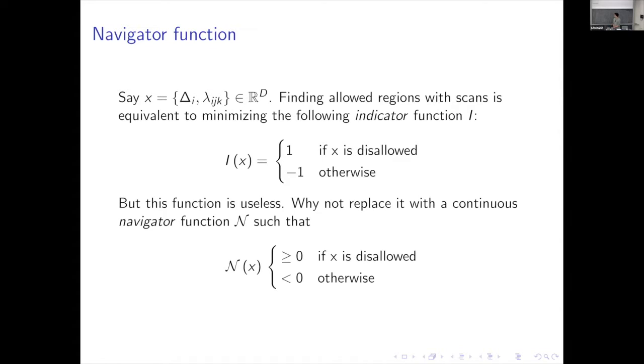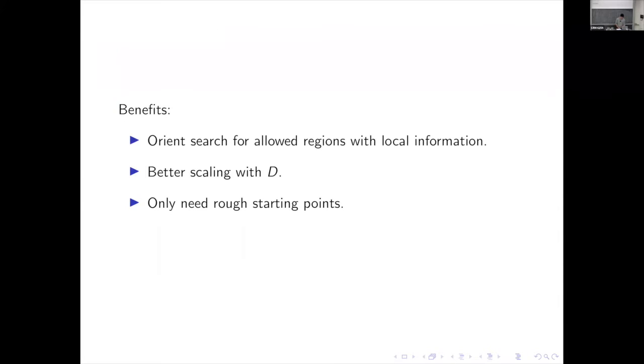So what we would like to do is replace this indicator function with some continuous function, which would be positive in regions of CFT data space where we cannot satisfy crossing, and negative where we can. And if we believe that our bootstrap setup is constraining enough that it should isolate the theory in some small island, then to get to that island, all that we would have to do is minimize the navigator function. So this goes into the benefits of the navigator method. It gives us some amount of local information to orient our search.